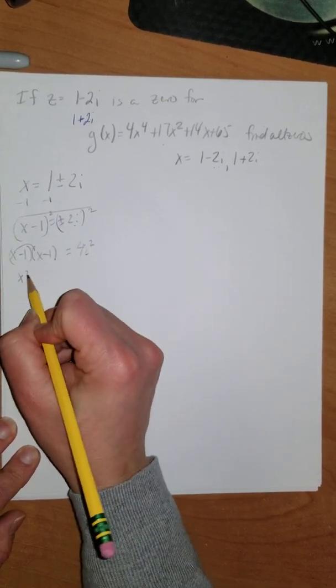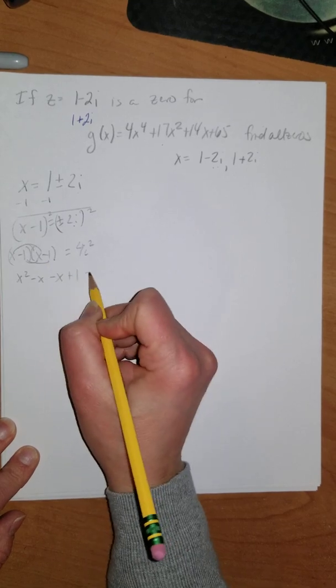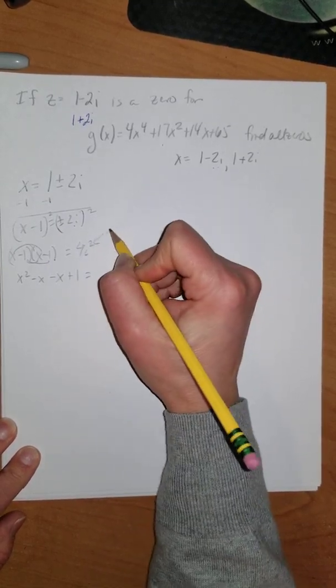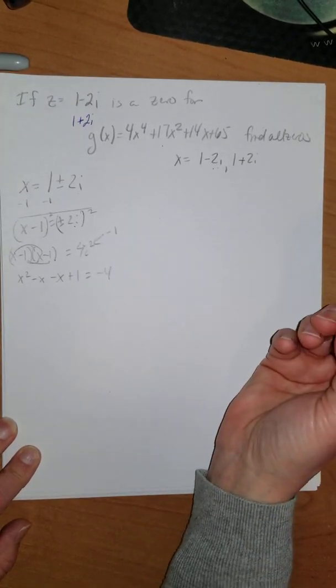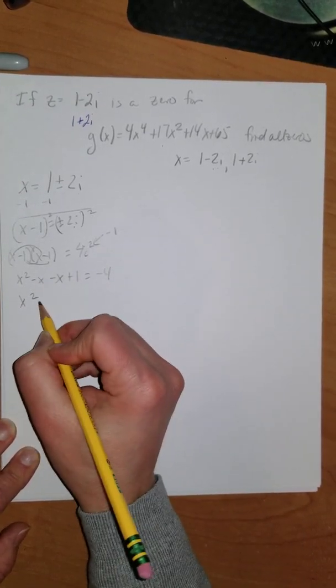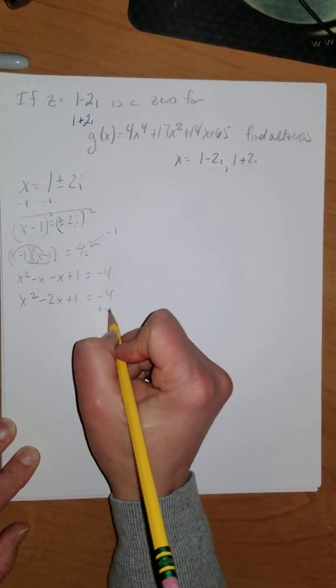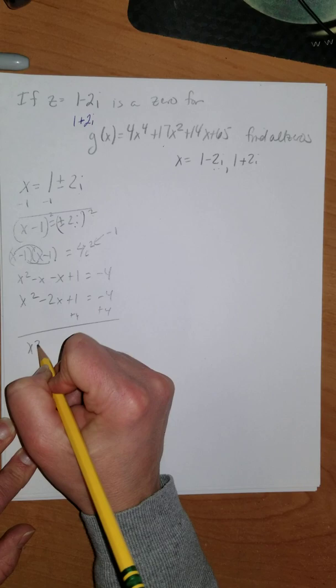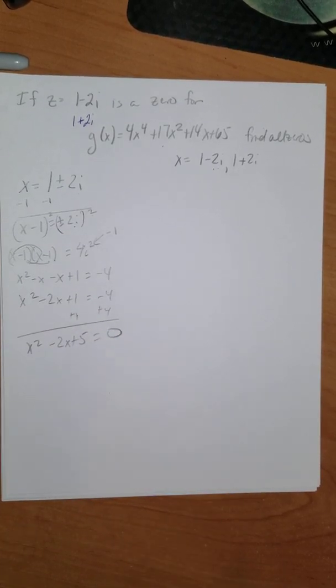This is going to be an x squared minus an x plus a 1. That equals, okay, guys, remember i squared is negative 1. 4 times negative 1 is negative 4. So here we go. We're going to have an x squared minus a 2x plus 1, and that equals negative 4. And we're going to add 4 to both sides. So this part of the polynomial is x squared minus 2x plus 5, and that equals 0.